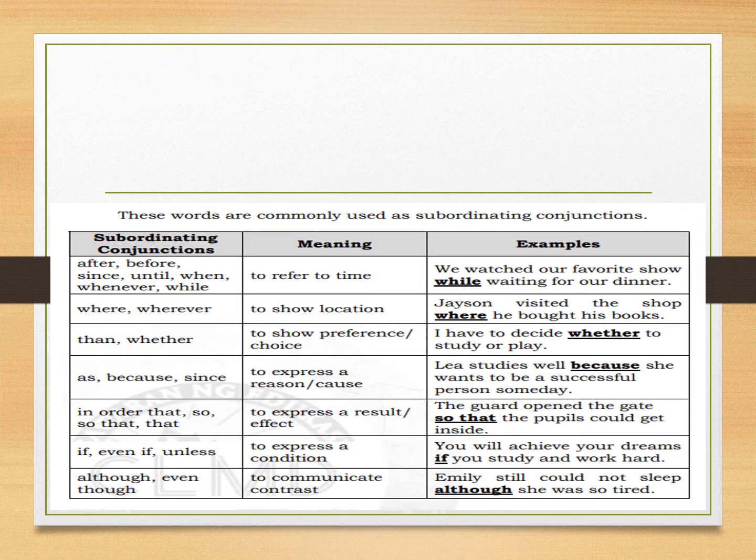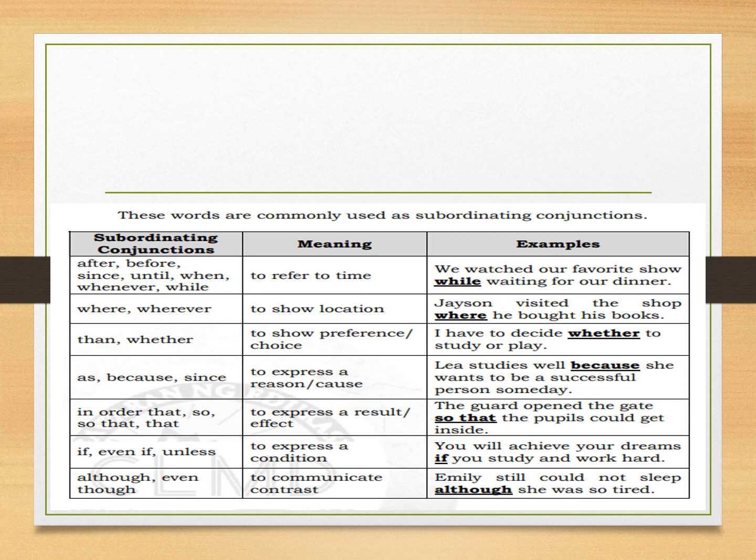These words are commonly used as subordinating conjunctions. So, I will read the subordinating conjunctions, the meaning, and examples. Okay, subordinating conjunctions after, before, since, until, when, whenever, while, meaning to refer to time. Example, we watched our favorite show while waiting for our dinner.